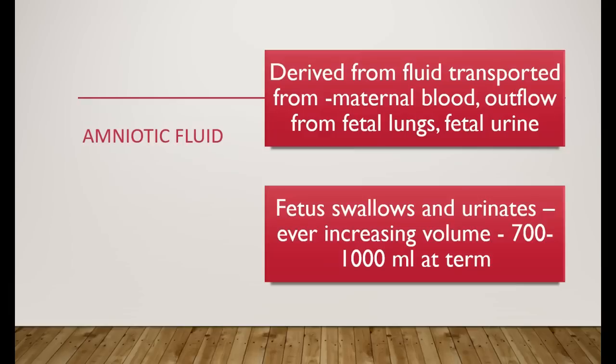Amniotic fluid is derived from the fluid that comes from mom through the placenta, and it's the outflow from the fetal lung and fetal urine. The fetus swallows and urinates at ever-increasing volumes, so that there's between 700 and 1,000 mLs of amniotic fluid at term. And when I used to teach the online or the on-campus group, students in the class would go, "Ooh, he swallows urine." It's sterile, so it's not an issue.